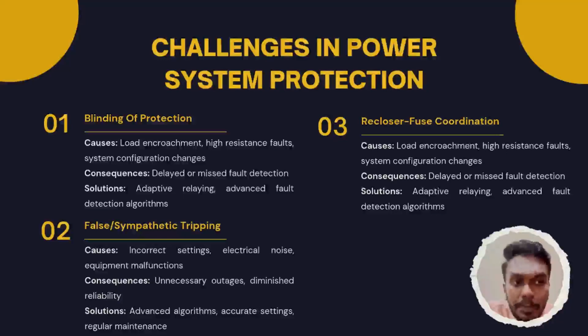if the fault persists. Optimal coordination involves setting appropriate time-current characteristics, considering the fault current level and the system topology, enhancing the grid reliability and minimizing the disruption.